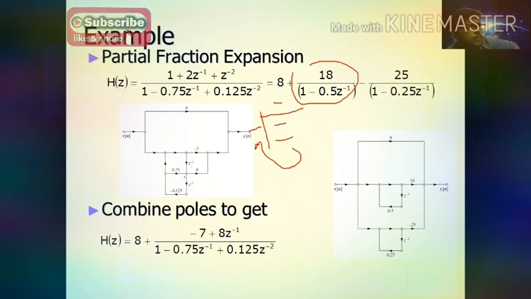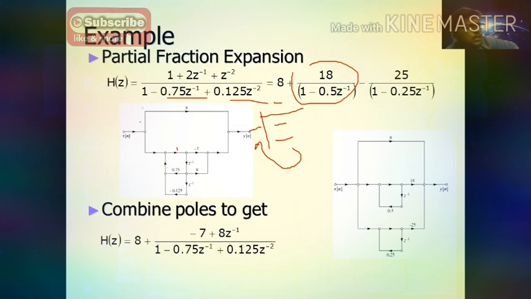1 divided by 0.5. Here 0.75, then 0.125. So 0.75, 0.125. Here you have 1 on the left hand side, equally down. On the right hand side you have 1 and 8 only, minus 1 and minus 8. So this is the H1 of z.